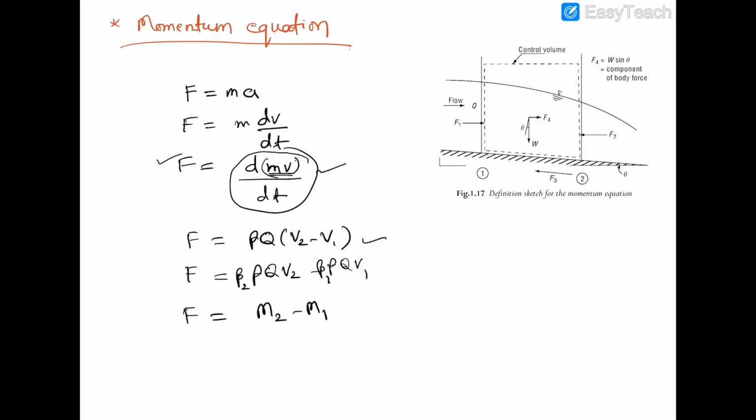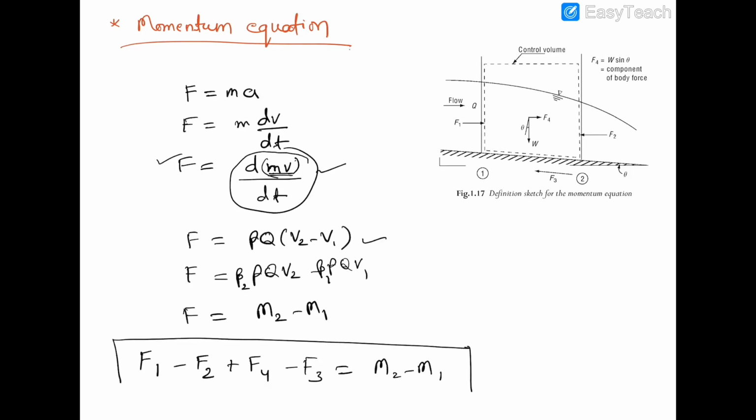The forces in the direction of flow we are taking, so this will be F1 minus F2 plus F4 minus F3, that will be equal to the momentum flux M2 minus M1. This is your momentum equation. Clear? We will go for more discussion on the momentum equation while we discuss the hydraulic jump. There we use this momentum equation.